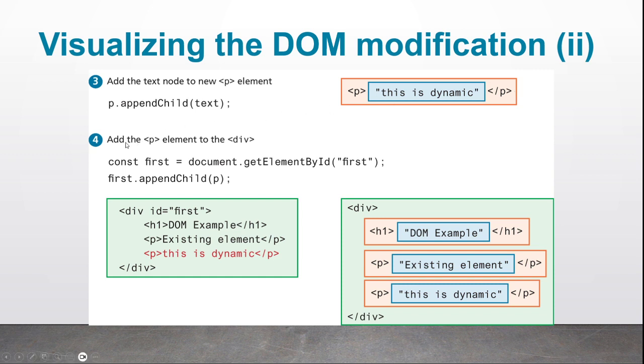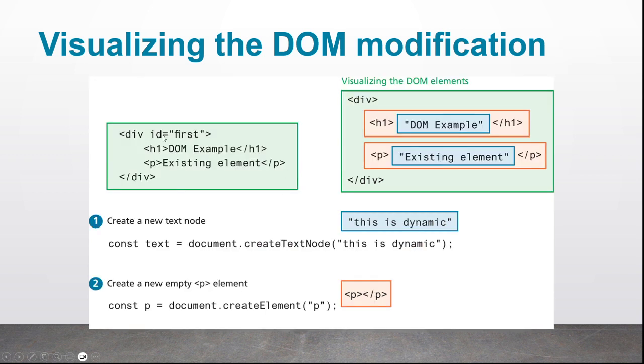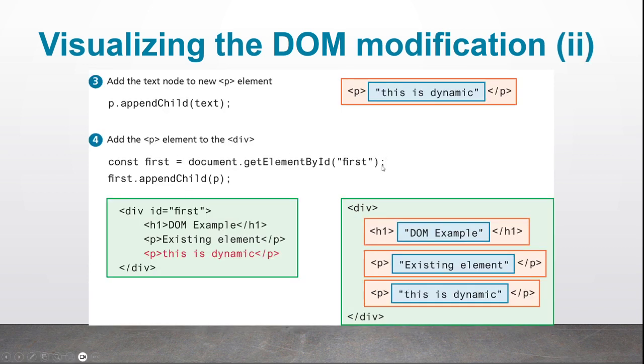So the way that we do that is we have to first go out and select a thing. We're creating a variable called first, and we're looking at this document, and we're saying get the element with the ID of first. So that's what this is right here. Ignore that red P. This is the ID of first. Right now it has two children, an H1 and a P, DOM example, and then existing element. And then once we've grabbed the thing, we can mess with it.